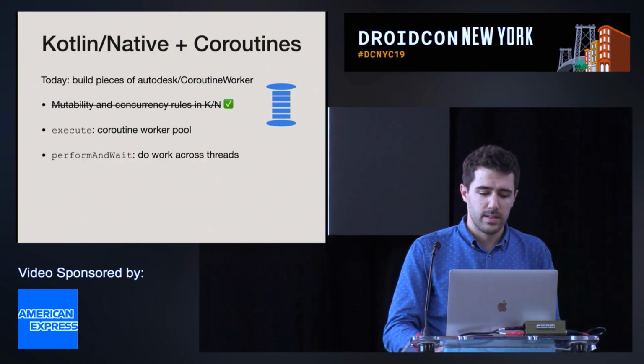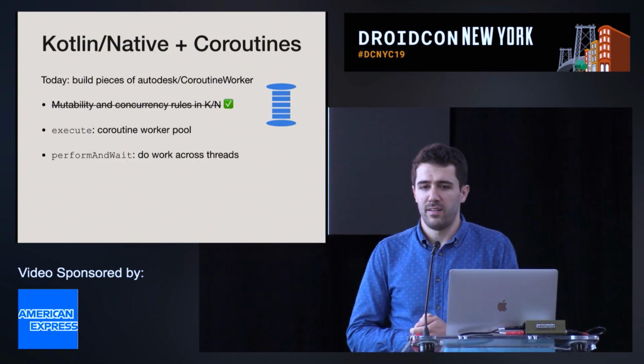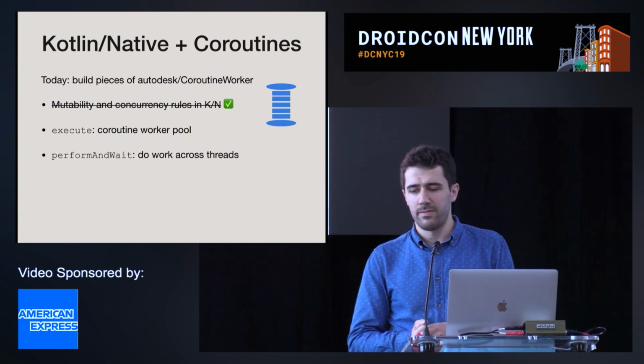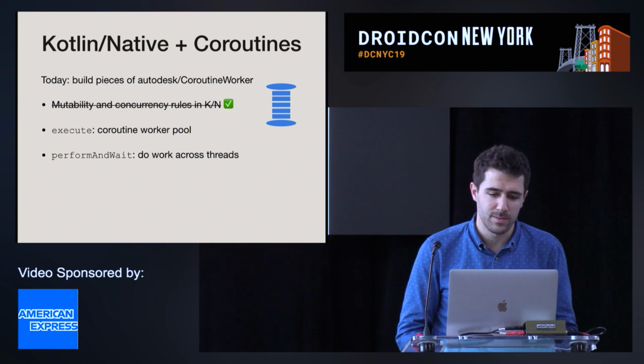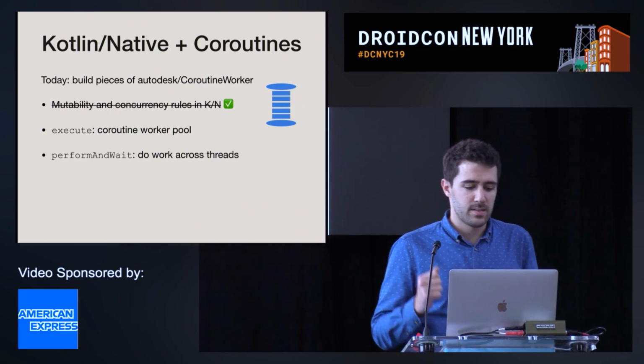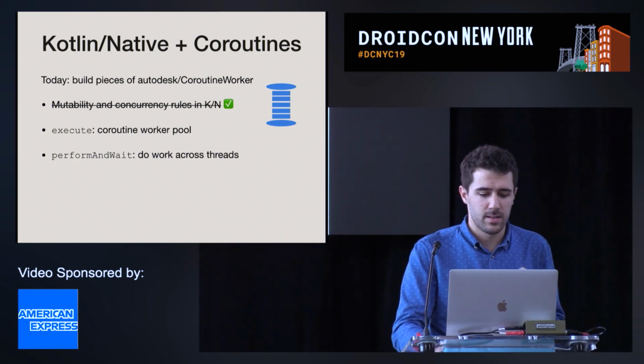All right. So that's sort of a whirlwind tour of mutability and concurrency rules in Kotlin Native. And now we have what we need to be able to implement our coroutine worker pool. So we're going to get into implementing execute.